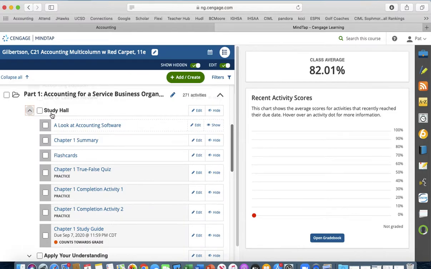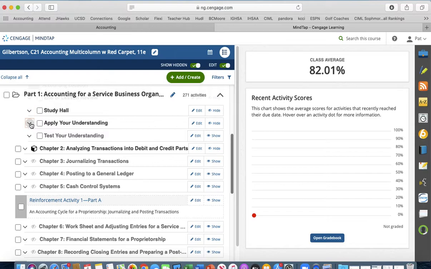The study hall section has a ton of practice. There's an incredible amount of vocabulary in this first chapter. There's 20 words, 25 words on the study guide and test. These are practice, completion, true, false questions. And the study guide is what is graded. You don't have to do any of this. It's there for you to practice. The study guide is what will be graded.